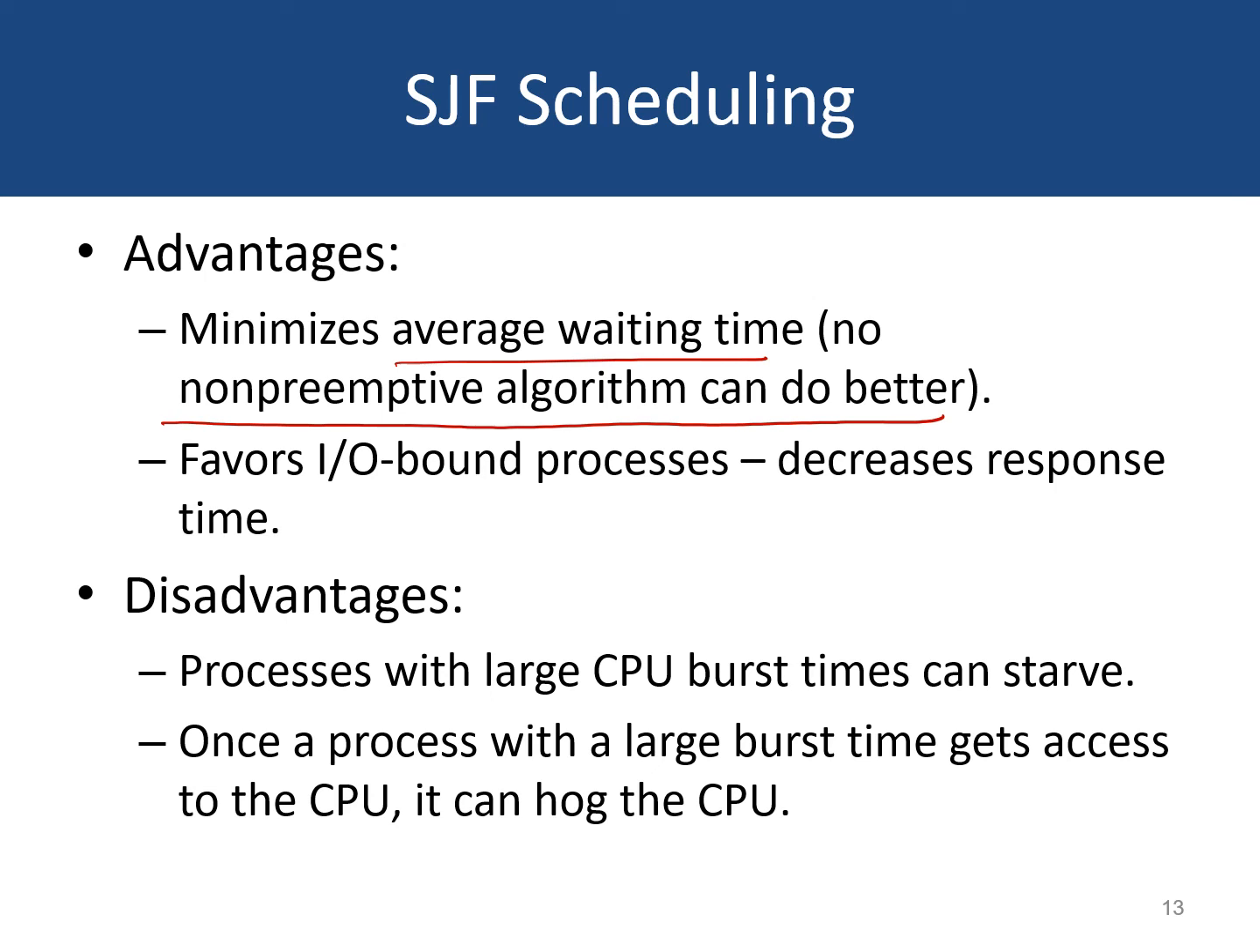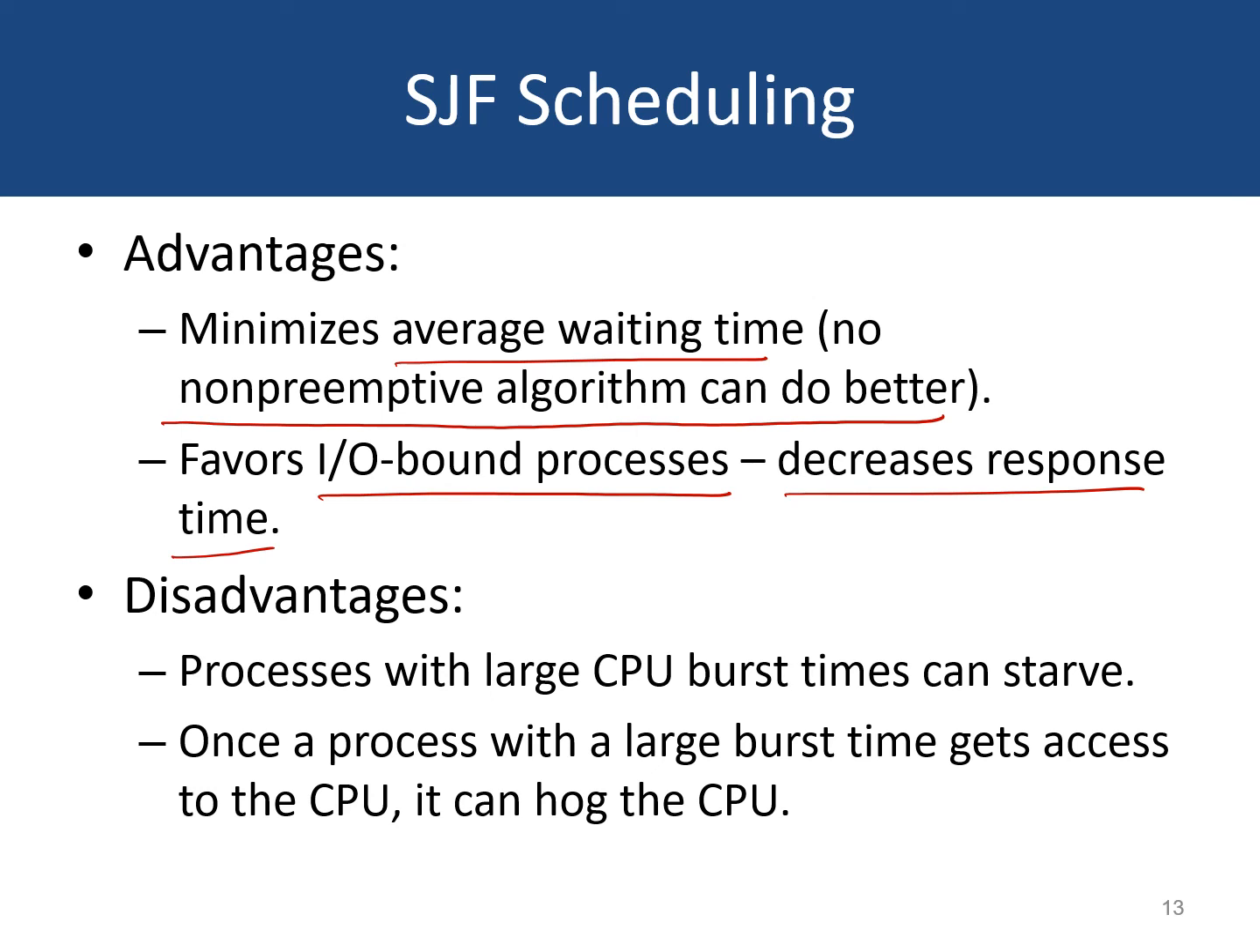Also, because the SJF algorithm prioritizes processes that have short CPU bursts, it ends up favoring IO bound processes. Now these IO bound processes typically are also interactive processes. Most of the interactive processes are IO bound processes, and therefore the SJF algorithm decreases the response time for such IO bound and interactive processes. So that's another advantage of this scheduling algorithm.